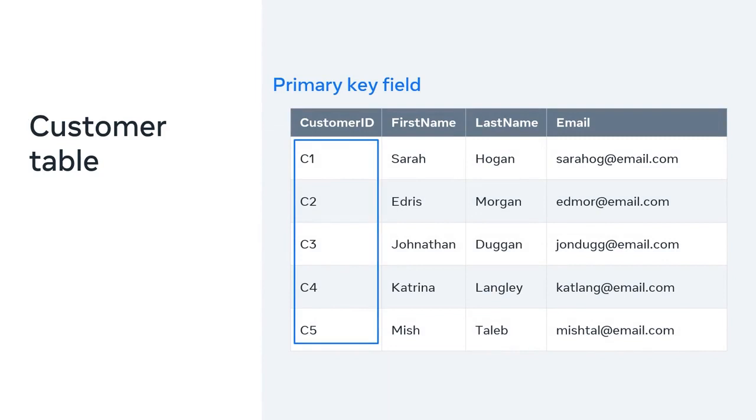It contains unique values that cannot be replicated elsewhere in the table. So even if two customers share the same name, they'll still have separate customer IDs. This means that your database can determine which customer is the required one. Let's look at the order table next.